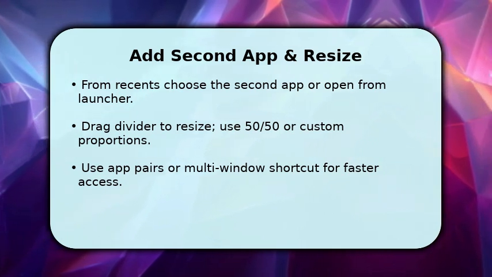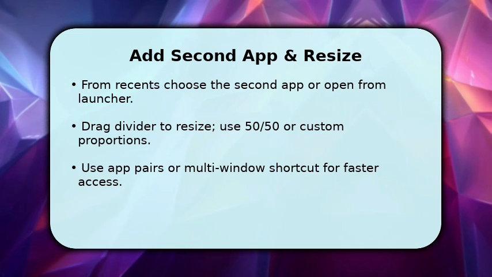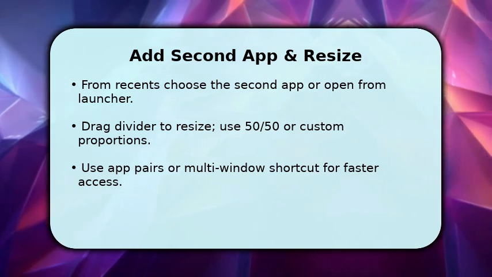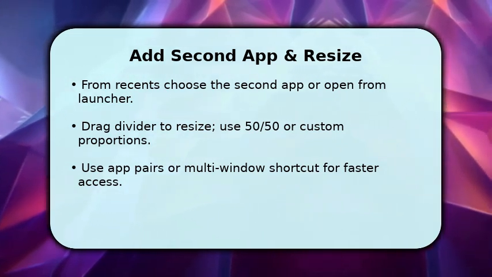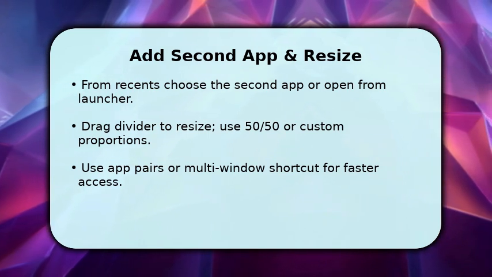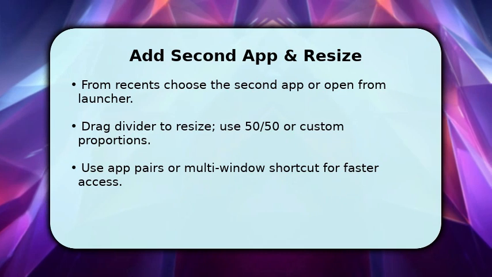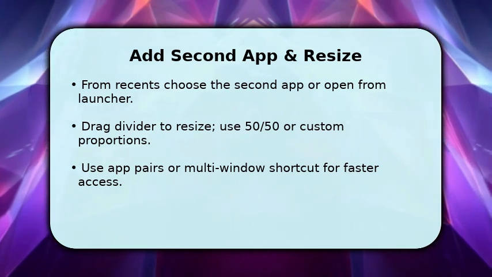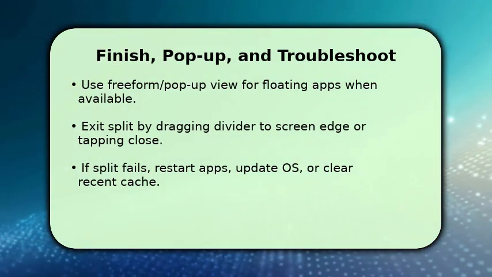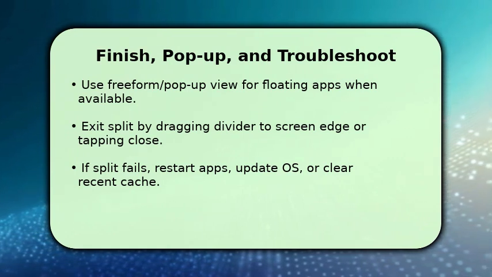If your phone supports app pairs or shortcuts, create a pair to launch both apps together next time. This saves steps. Make sure to test touch and orientation, since landscape versus portrait changes usable space and may require a quick resize. Finally, decide whether you need a floating pop-up window or to end split screen.